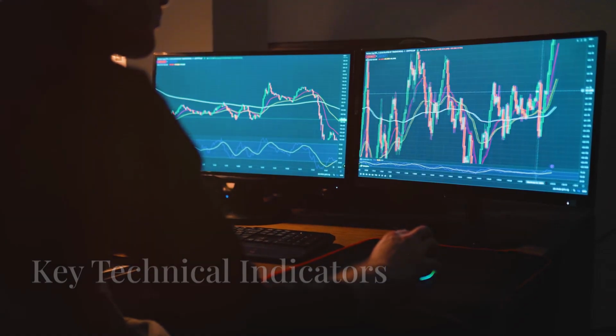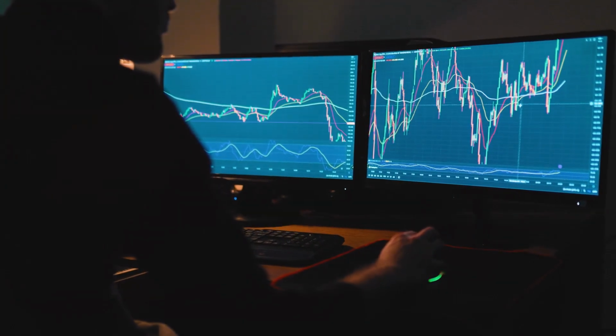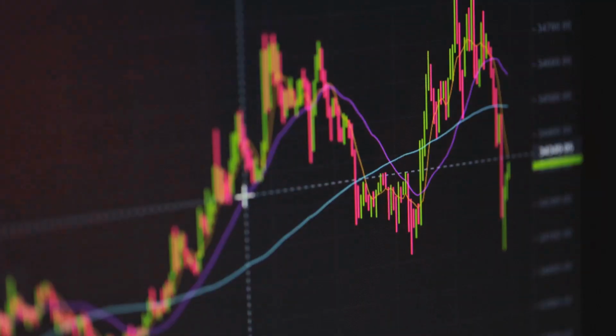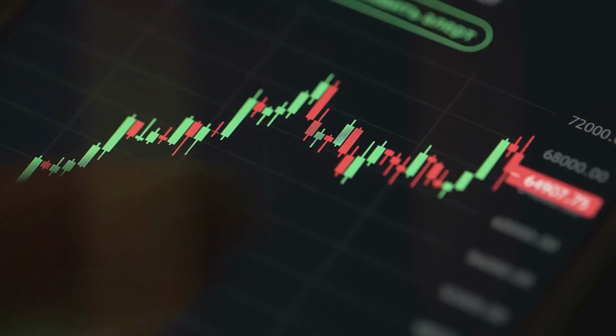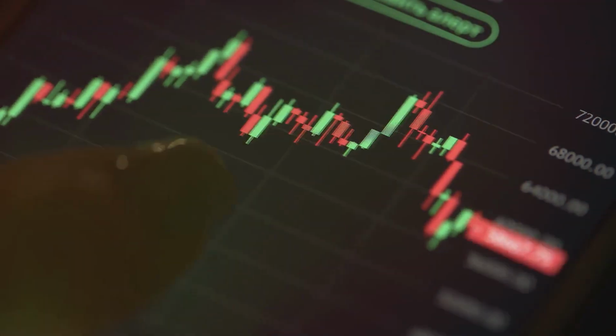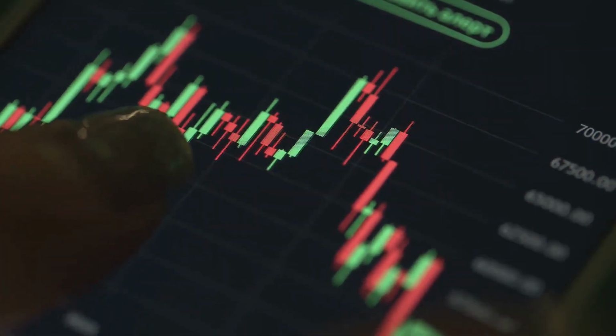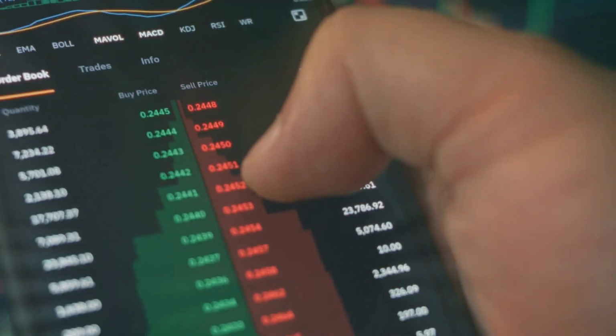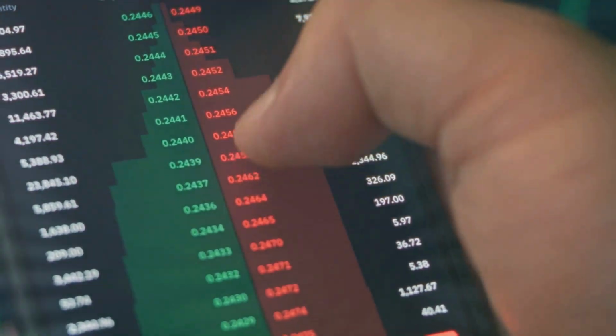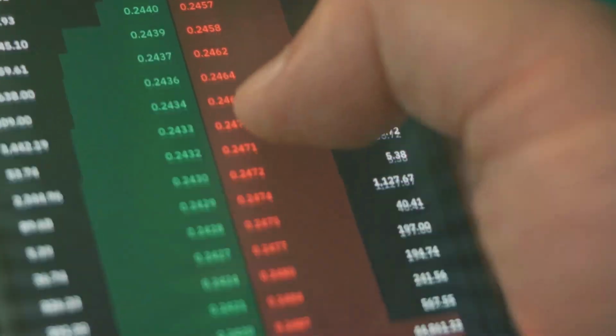Technical indicators help traders analyze price movements and identify potential trading opportunities. Here are a few essential indicators. Moving averages. Moving averages smooth out price data to identify trends. The 50-day and 200-day moving averages are commonly used to determine short-term and long-term trends.